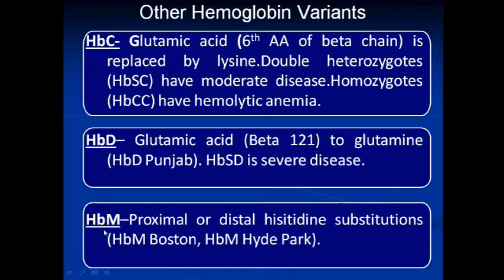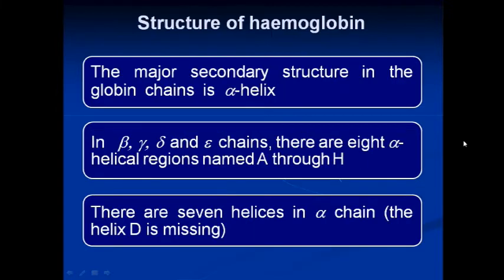Now in hemoglobin M, the proximal and distal histidine substitutions are variable. Hemoglobin M Boston and hemoglobin M Hyde Park are 2 types that have been reported. Here the proximal and distal histidines are substituted with different amino acids, so they create hemoglobin M. So HbC, HbD and HbM are the different types of hemoglobin. They are seen mainly in specific areas.